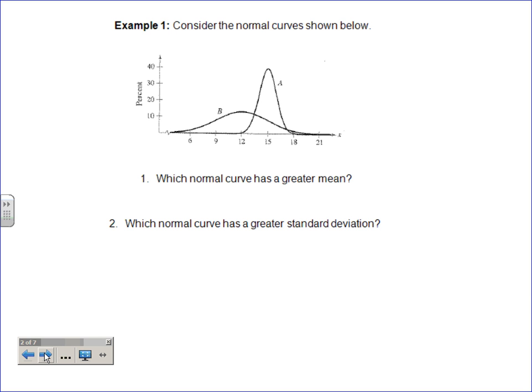Now, why A? Because it's taller? Very good. It's not because it's taller. That's what some people say. It's taller, so A has to have a bigger mean, right? But what if A was over here? Does it still have the greater mean?